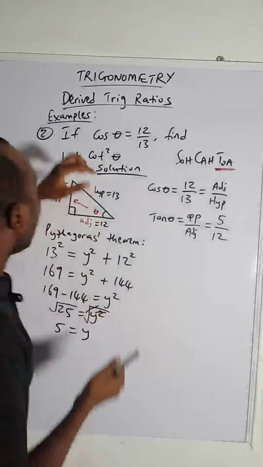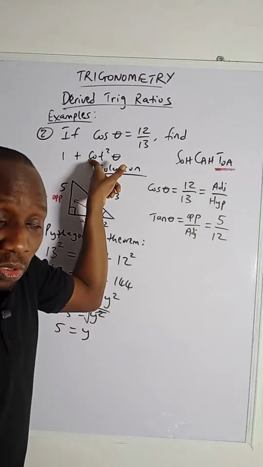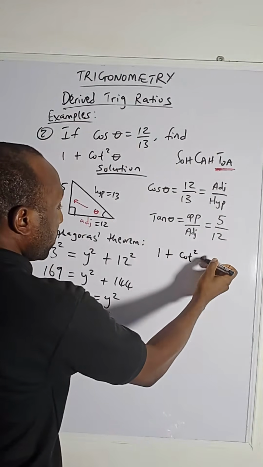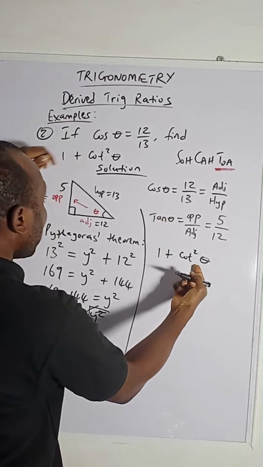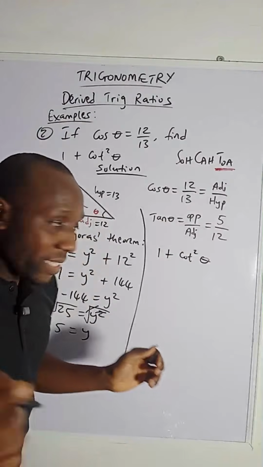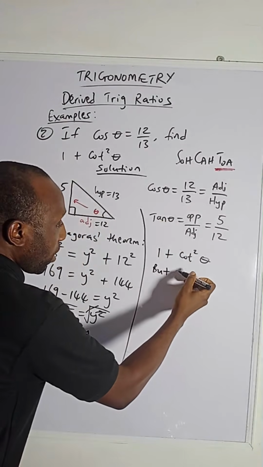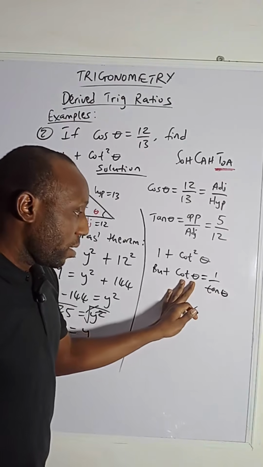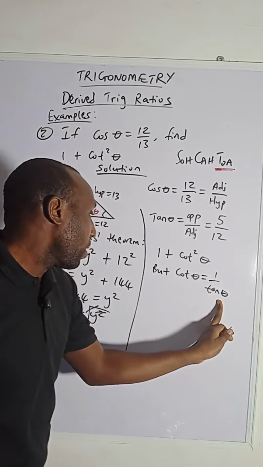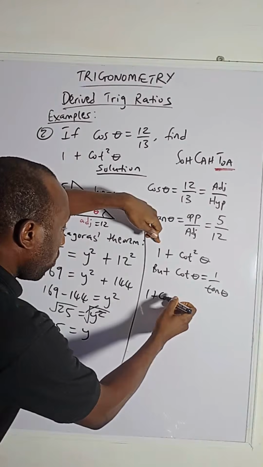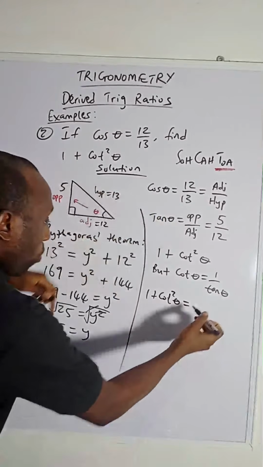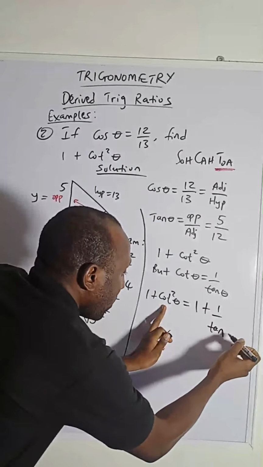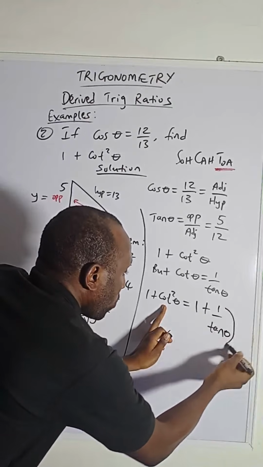So moving on now. See what we're trying to get: 1 plus cot squared theta. That is what we're asked to find. But we know that cot theta is equal to 1 over tan theta. So 1 plus cot squared theta will be equal to 1 plus 1 over tan theta, all squared.